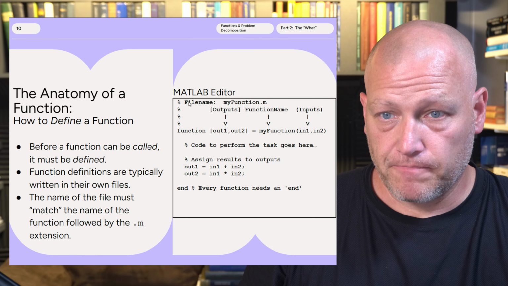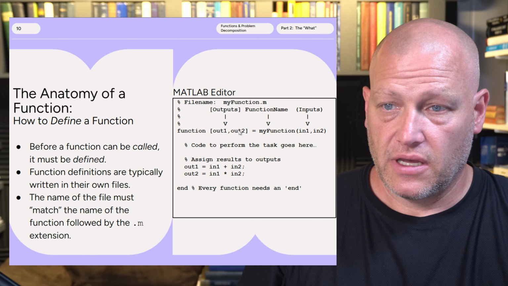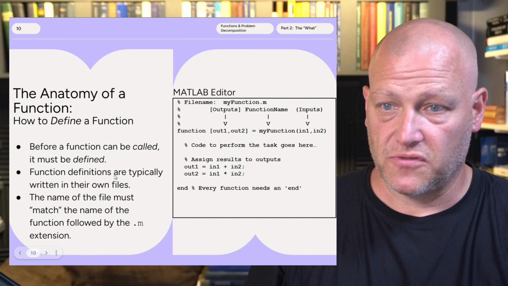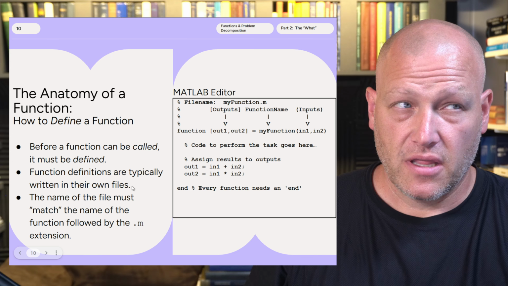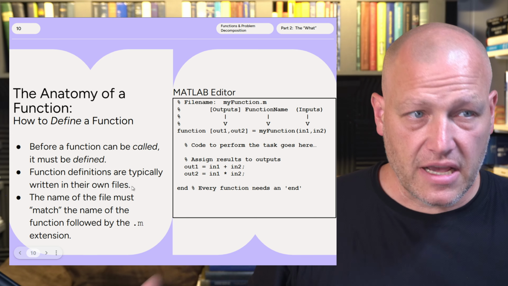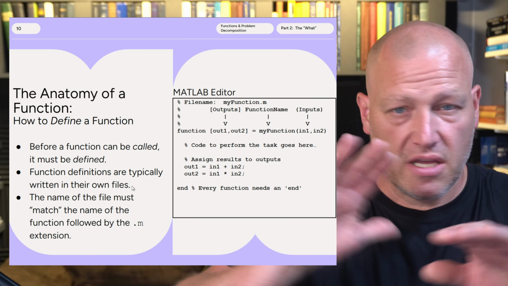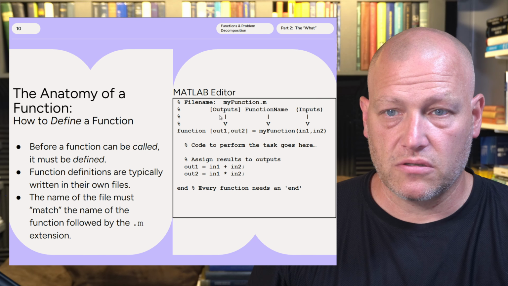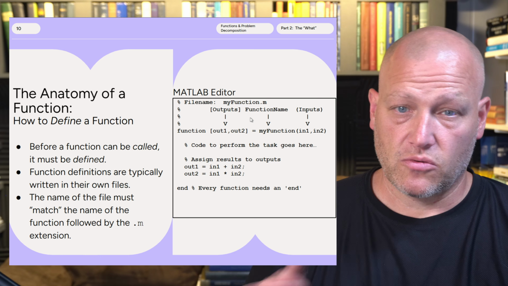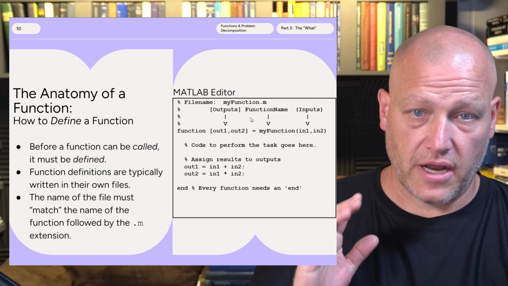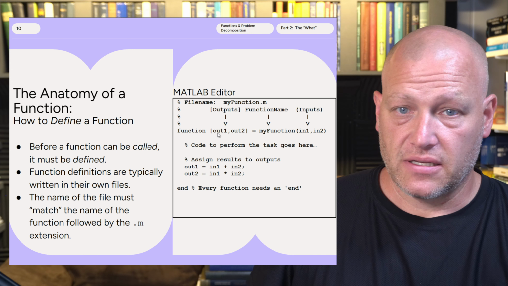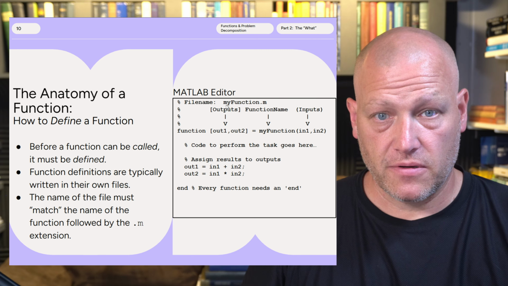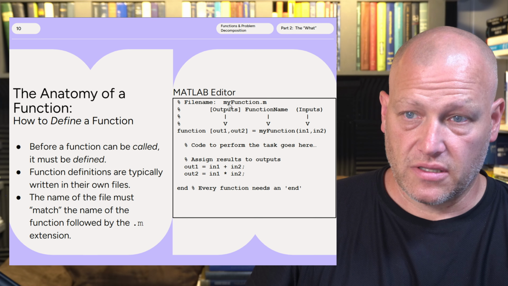All right. So first off, a function has to go inside of its own file. That's what the second bullet point over here says. Function definitions are typically written in their own files. There are some other types of functions called nested functions and sub-functions, but that's something for another class and another day. It's just way too much to think about. Right now, all we're doing is writing one function that does one thing, or has one algorithm inside of it, and it's inside of its own file, and its file name has to match the name of the function.